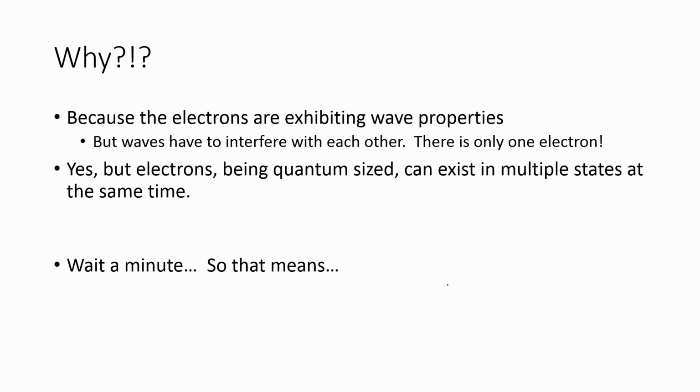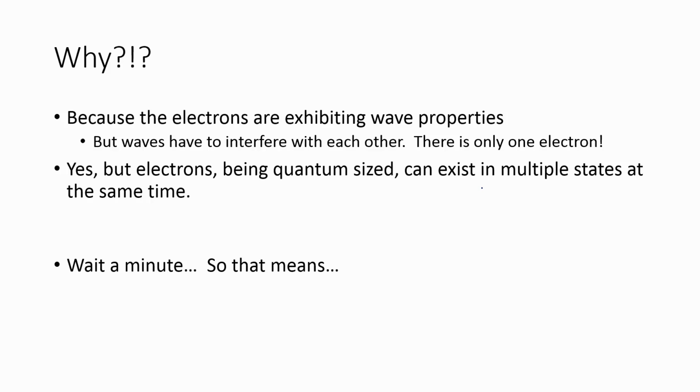All right, well, how can this possibly make sense? The electrons have to be exhibiting wave-like properties in order for this diffraction pattern to occur, right? But you're going to probably tell me, all right, so the waves have to interfere with each other, though. There's only one electron. How can they interfere with each other? Well, the really strange thing is being quantum-sized, the electrons, just like all the quantum stuff we talked about way at the beginning of the chapter, in the whole cat issue, quantum-sized things can exist in multiple states at the same time.